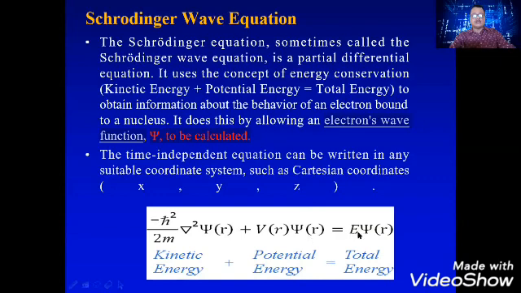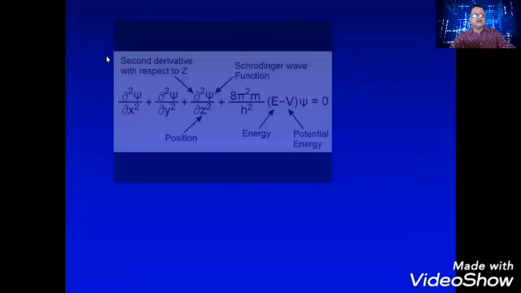And here E is called the total energy of the system, and total energy E is equal to the kinetic energy plus potential energy. So this is a time independent equation of Schrodinger, and this Schrodinger wave equation can also be written in some other form. These are the other forms.